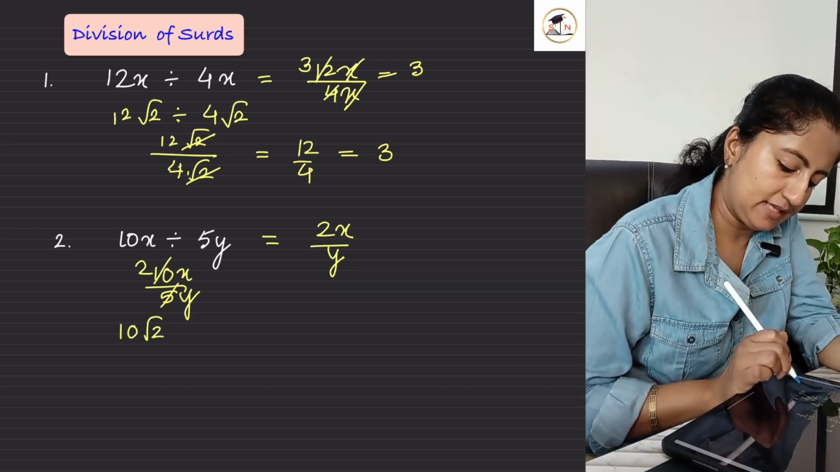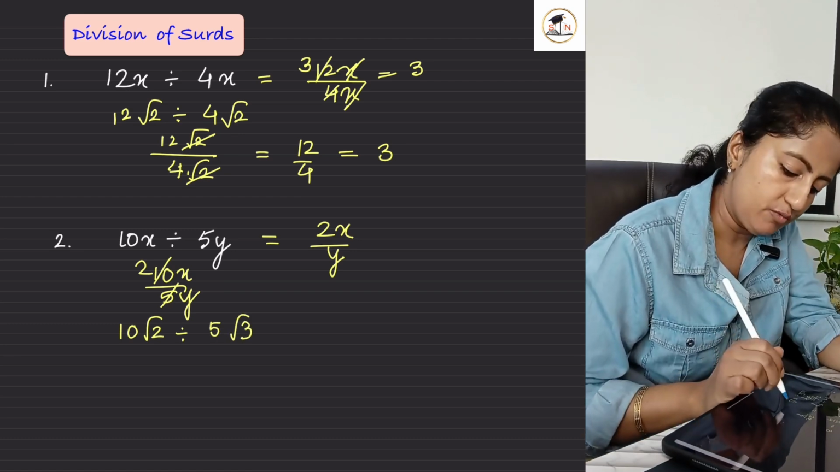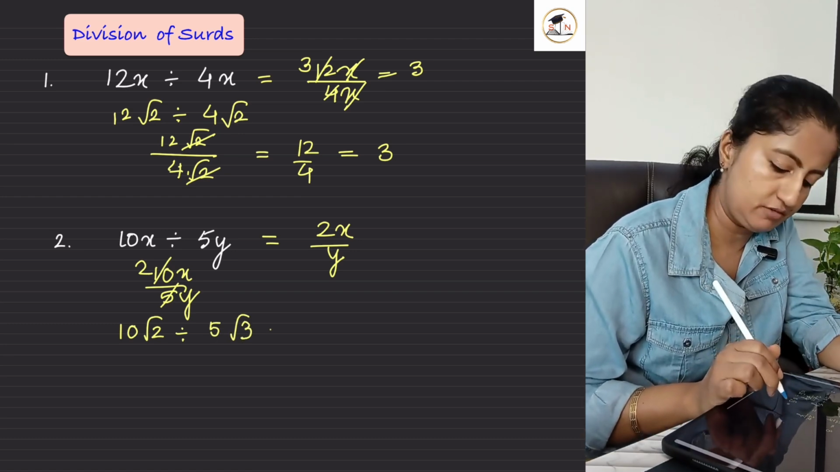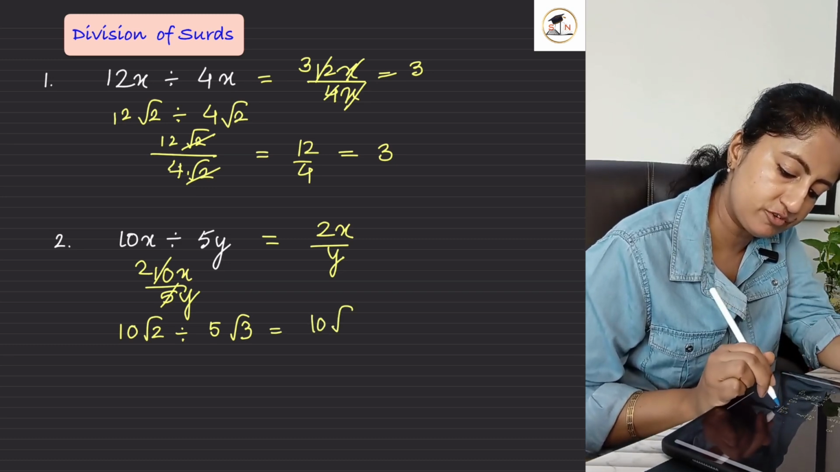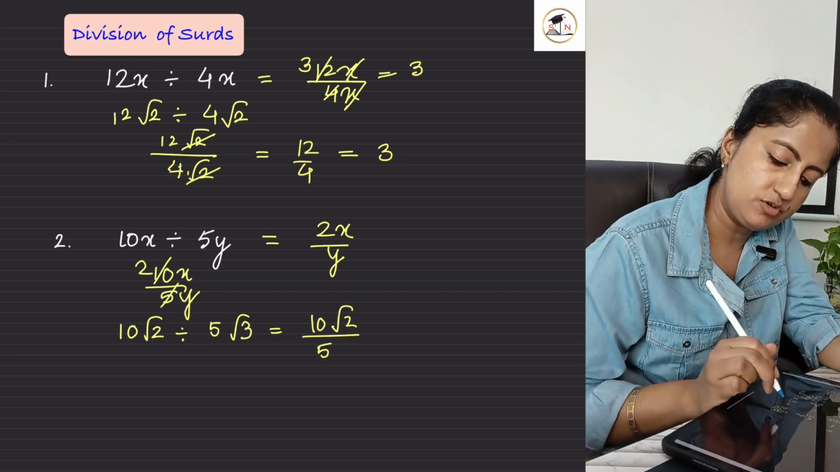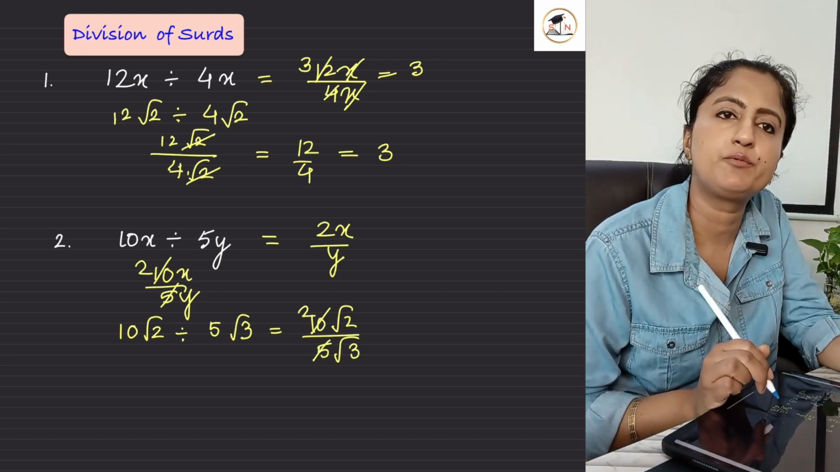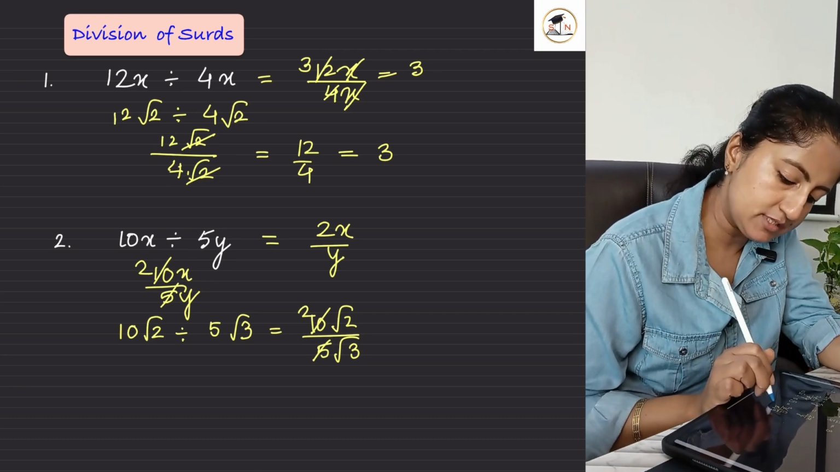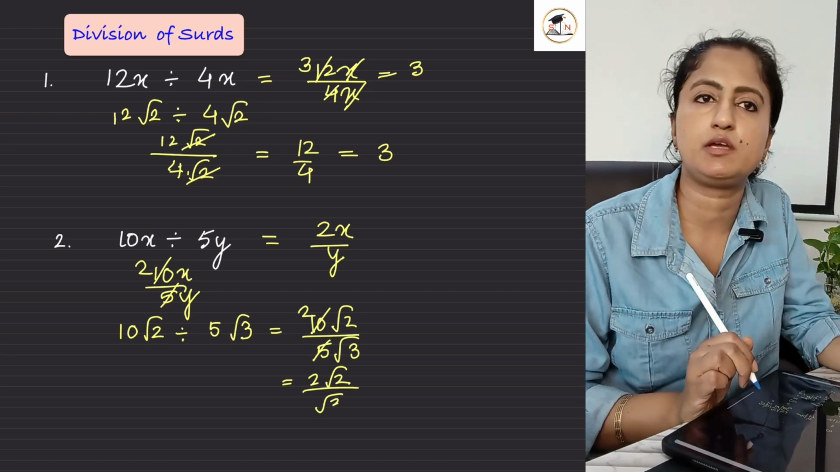So now I'm taking an example. If I have 10 root 2 divided by 5 root 3, right? What do we get? We will write it in fractional form, and we have 10 root 2 over 5 root 3. So 5 and 10 will divide each other, but root 2 and root 3 will remain as they are. So my answer is going to be 2 root 2 over root 3. This is the final answer.